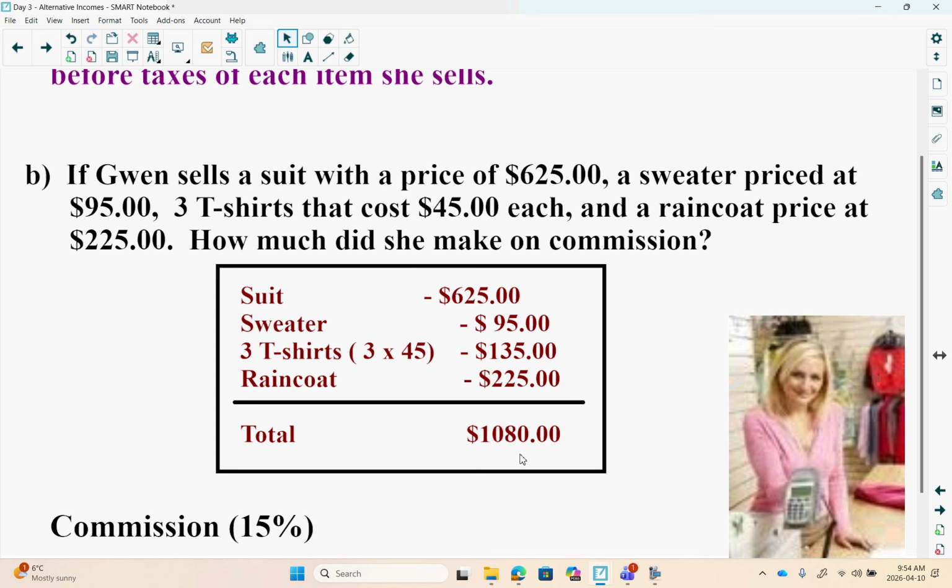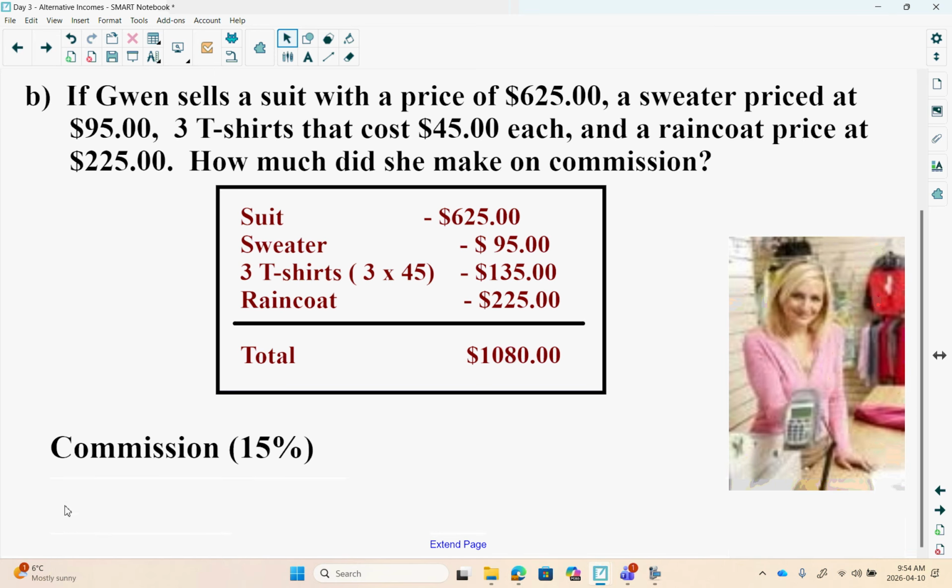So I need to take the 1,080. And what do you think I multiply it by? I multiply it by 0.15. I'm not adding the 15%, so I don't have to add it to 100%, or subtract it from 100%, because it doesn't increase or decrease that value, that 1,080. It's not a markup or a discount. It's just a straight percentage of those sales.